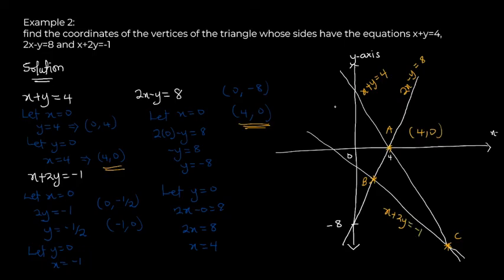So if you want to find the vertex B over here, we solve the equations 2x minus y is equal to 8 and x plus 2y is equal to -1. If you want to find C, we solve x plus 2y is equal to -1 and x plus y is equal to 4. All right, so let's go ahead and solve them and look at the points where they meet.